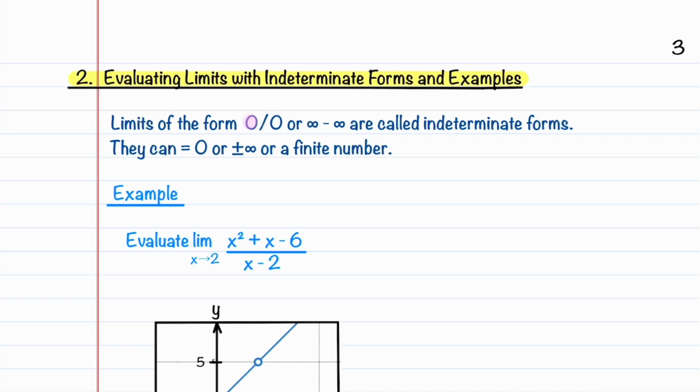Limits of the form 0 divided by 0 or infinity minus infinity are called indeterminate forms. These indeterminate forms can equal 0, plus or minus infinity, or they can equal a finite number. Let's look at an example of a limit with an indeterminate form so that we can better understand this.